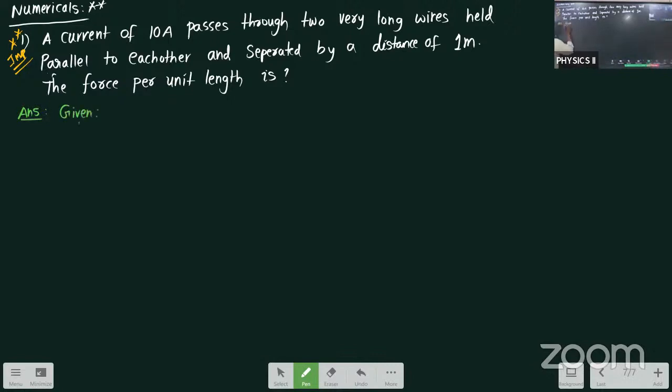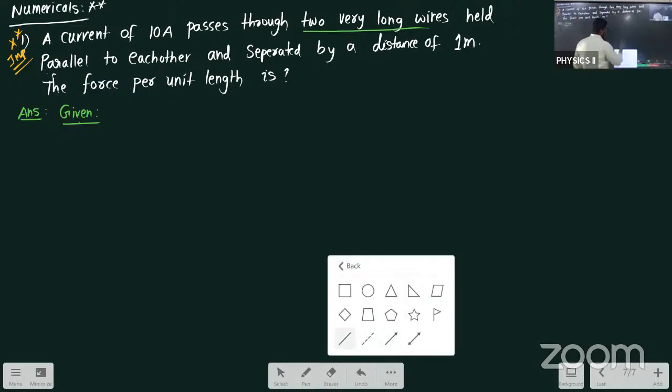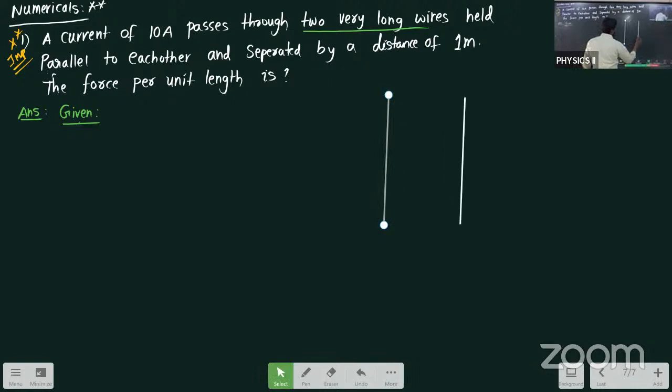Given: a current of 10 amperes passes through 2 very long wires, separated by a distance of D equals 1 meter. Through this wire, 10 amperes of current is flowing. Through this wire also, 10 amperes of current is flowing.